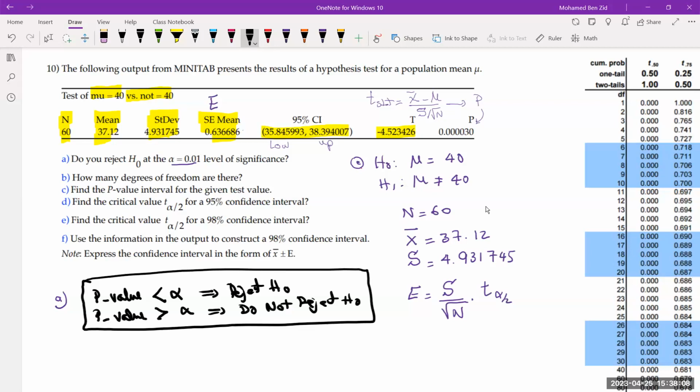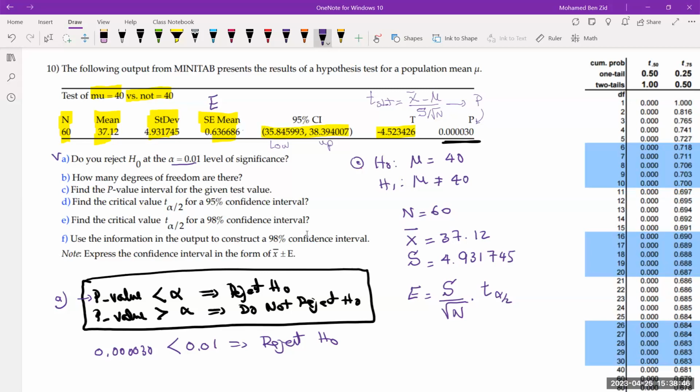The only thing I need to do is compare the p-value, which is this value here. The p-value is 0.000030 and the alpha value is going to be 0.01. So obviously, the alpha is greater, right? So I am in scenario number 1 right here. The conclusion is to reject H0, and that's letter A. I hope this is clear.